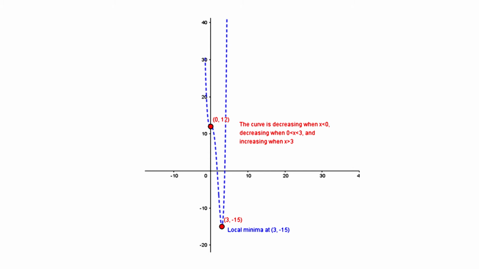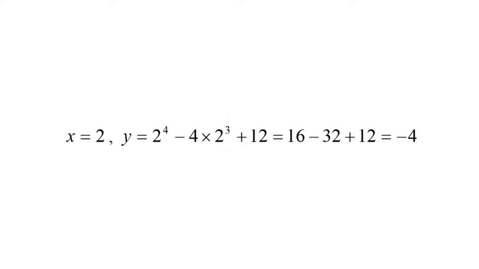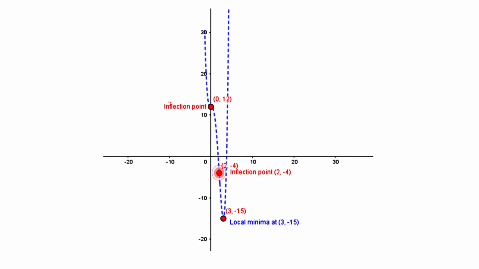Now, y double dash is equal to 0 implies 12x into x minus 2 is equal to 0. So that x is equal to 0, 2 are possible inflection points. When x is equal to 2, y is equal to 2 power 4 minus 4 into 2 cube plus 12, which is equal to 16 minus 32 plus 12, which is equal to minus 4. Plot this point 2 comma minus 4.